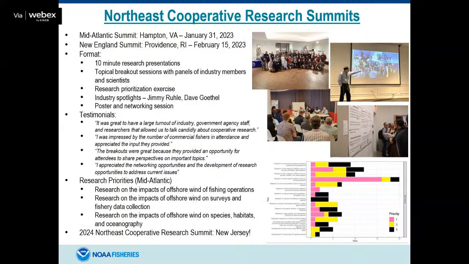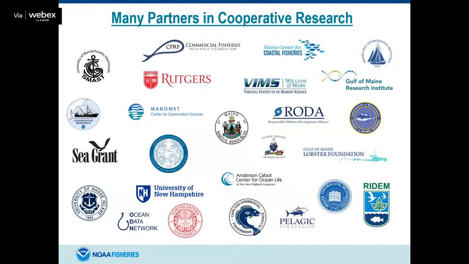But the top three research priorities identified by stakeholders in the Mid-Atlantic were research on the impacts of offshore wind and fishing operations, research on the impacts of offshore wind on surveys and fishery data collection, and research on the impacts of offshore wind on species, habitats, and oceanography. And as you hopefully saw in the last several slides, we are really working to address these research priorities through new research as well as our long-term research programs. Next slide, please. And I think that is a wrap.